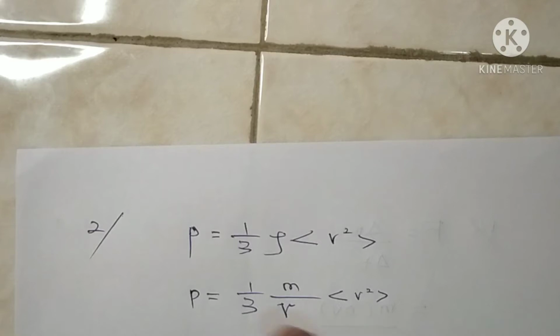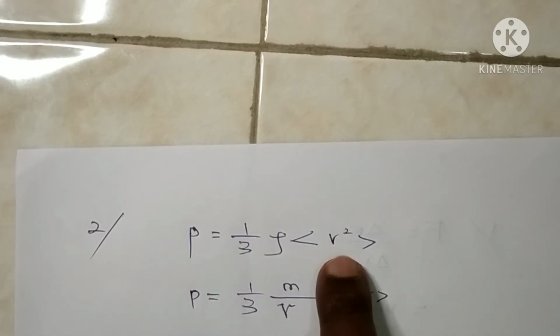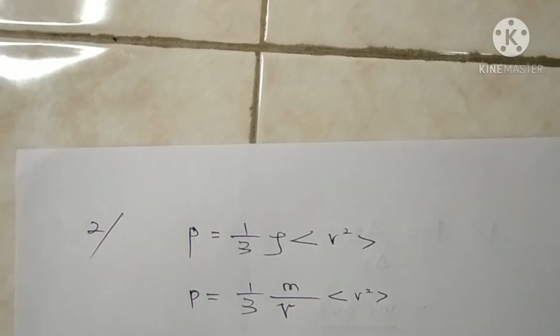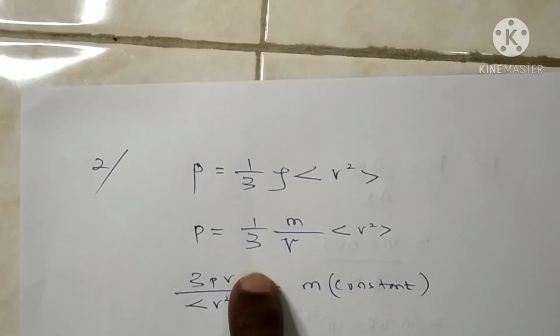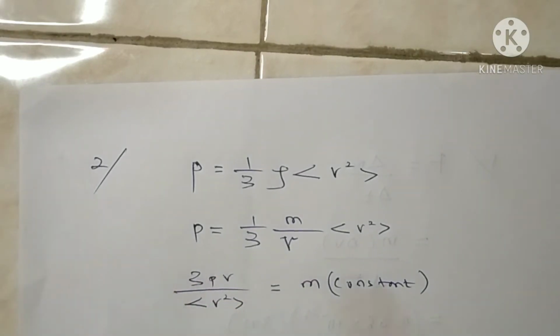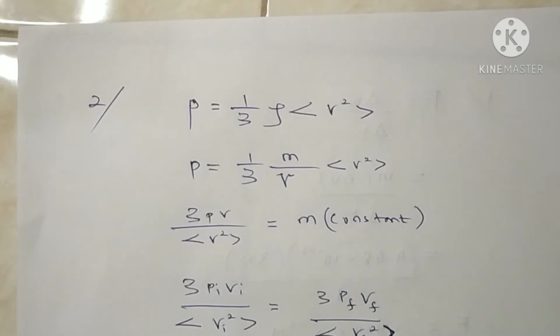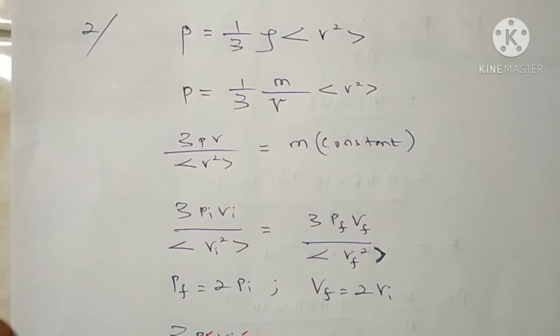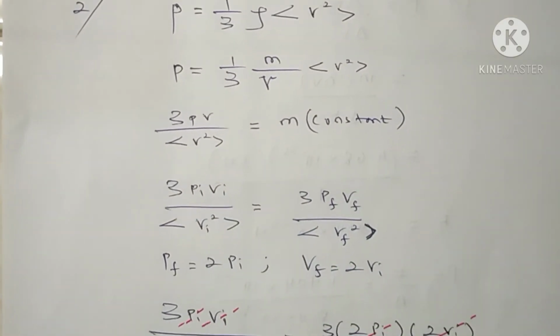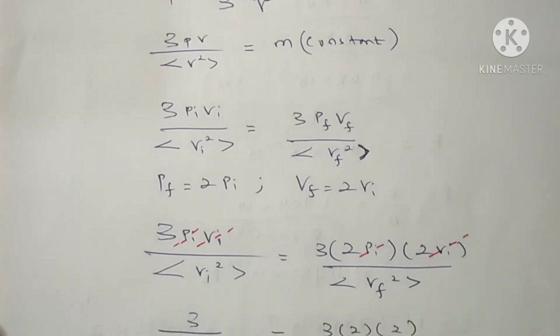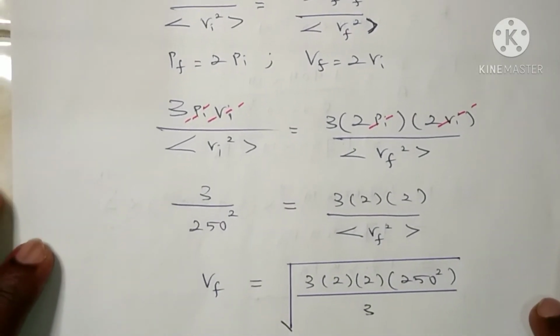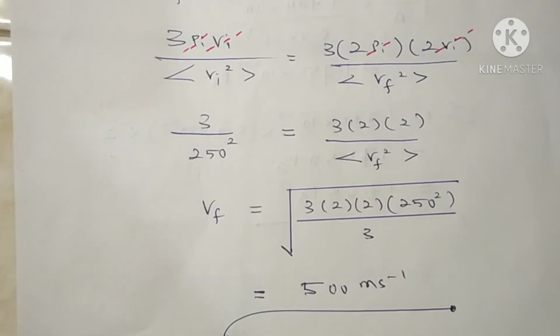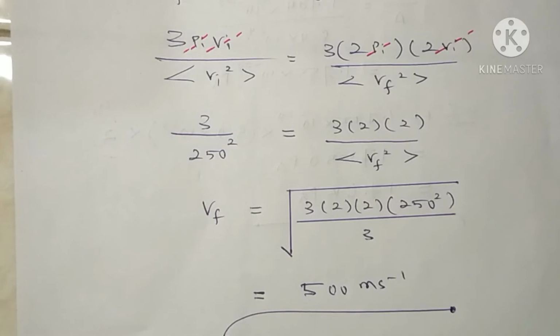By using the formula of pressure equals 1 over 3 times density times mean square speed, where the mass m remains constant, for pressure, volume and mean square speed. According to the question, final pressure equals twice the initial pressure and final volume equals twice the initial volume. By substituting all the values accordingly into this formula, we finally get the root mean square speed of the atoms as 500 meter per second.